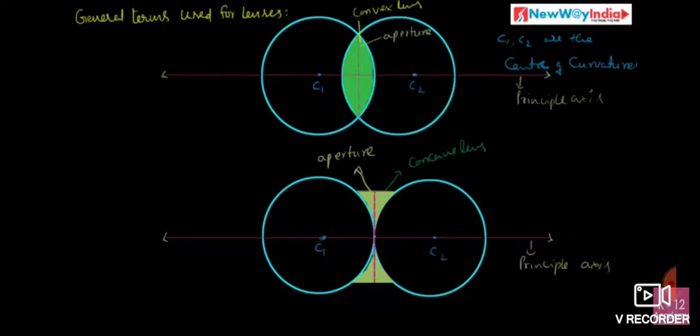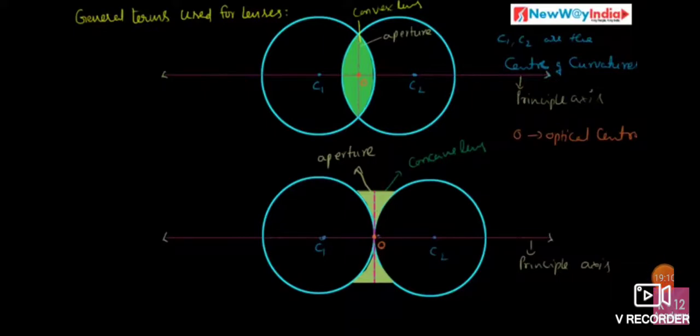Next, another important term is the optical center. What is the optical center? It is a point within the lens where the diameter of the lens, that means the aperture, and the principal axis meet. This point O is called the optical center. In these two cases, O is the optical center, where the aperture and principal axis meet.